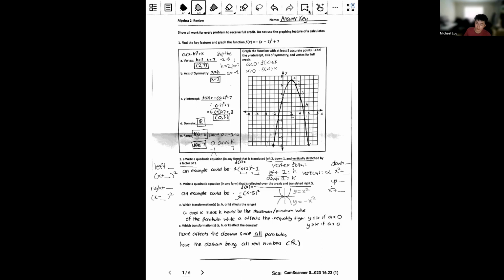C is which of them affects range, and I mentioned it before in part E, and a little bit in the graphic organizer, but it's going to be a and k. Which affects the domain? It's going to be none of them, since all parabolas have all real numbers as their domain.